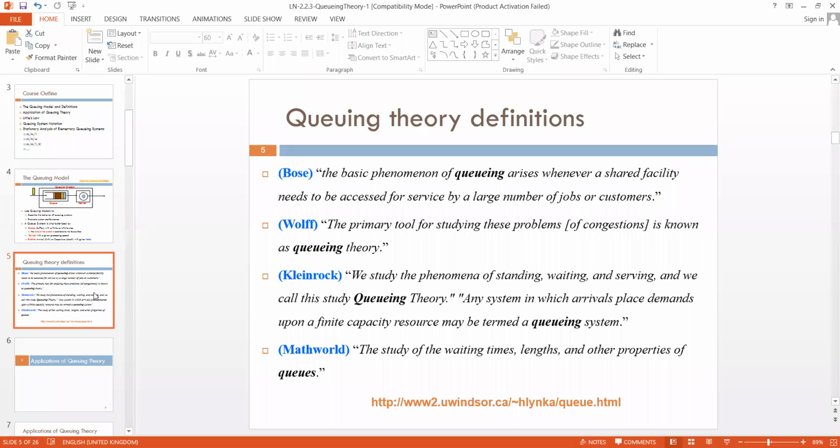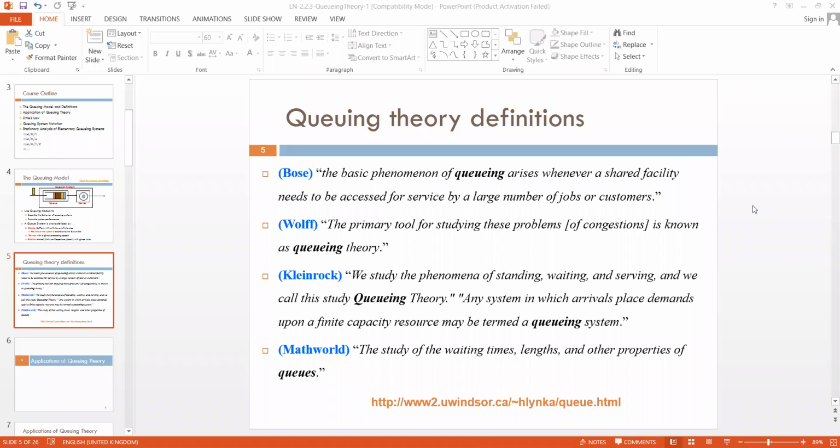Kenrock talks about, we study the phenomenon of standing, waiting, and serving. And we call this queuing theory. Any system in which arrivals place demand upon a finite capacity of resource may be termed a queuing system. I think it's saying the same thing Bowles is saying.